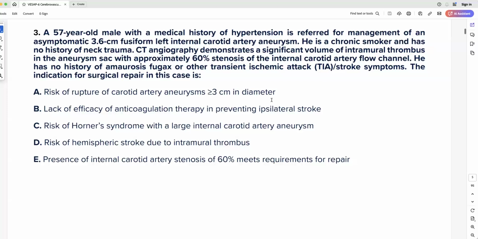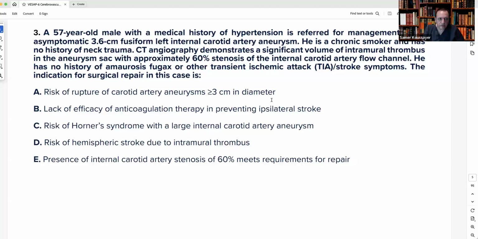A 57-year-old male with a medical history of hypertension is referred for management of an asymptomatic 3.6 centimeter fusiform left internal carotid artery aneurysm. He's a chronic smoker and has no history of neck trauma. CT angiography demonstrates a significant volume of intramural thrombus in the aneurysm sac with approximately 60% stenosis of the internal carotid artery flow channel. He has no history of amaurosis fugax or other transient ischemic attacks or stroke symptoms. The indication for surgical repair in this case is?